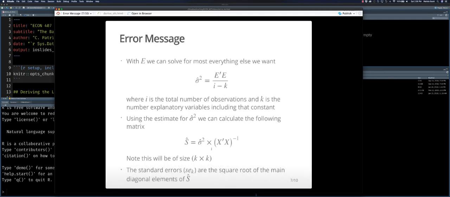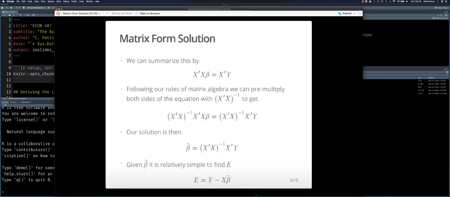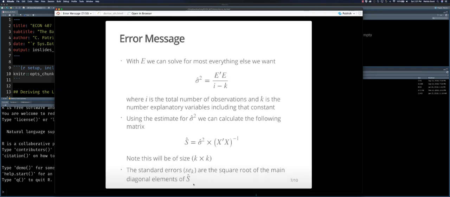Now, once we have beta hat, it doesn't take us long to reverse engineer our original matrix notation equation to solve for the error term. We have our observed y data, we have our observed x data. Once we have our estimates for beta hat, we can back out our residuals. And once you have your residuals for your regression equation, you have pretty much everything you need. So we can use that in order to calculate a variance covariance matrix.